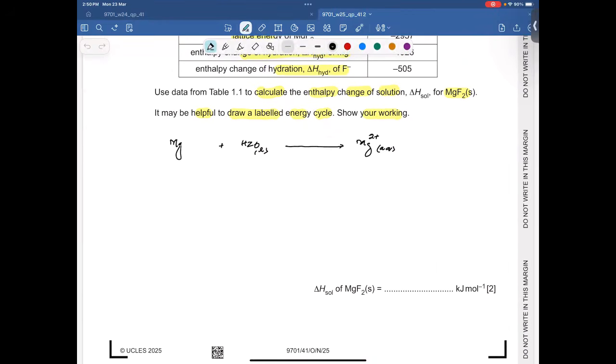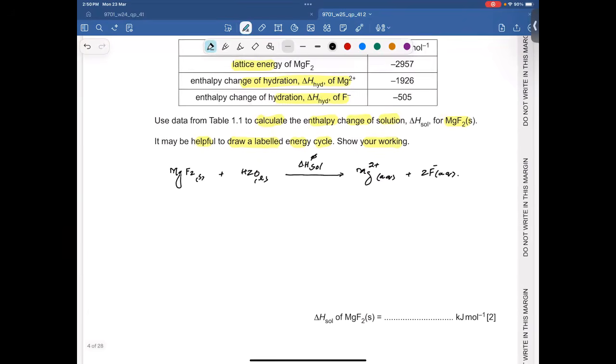This is magnesium fluoride. Solid dissolved in a large amount of water to give aqueous cation and aqueous anion. And that's the standard enthalpy change of solution.